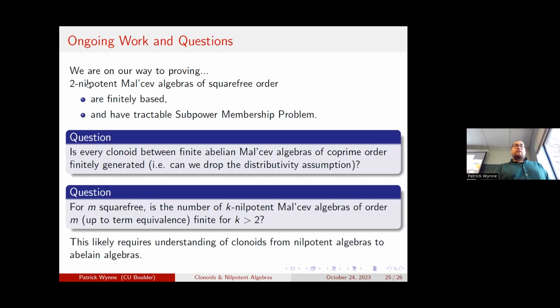And what about, instead of 2-nilpotent algebras, what if we want to consider k-nilpotent algebras for k greater than 2? Is there still finitely many k-nilpotent algebras on a set of square-free order? And for this, now our U would not be an abelian algebra like we had in this nice case, but U would instead be a nilpotent algebra of nilpotence degree k minus 1. And so we'd likely, in order to answer this question, have to understand not clonoids between modules, but clonoids from a nilpotent Malcev algebra into a module.